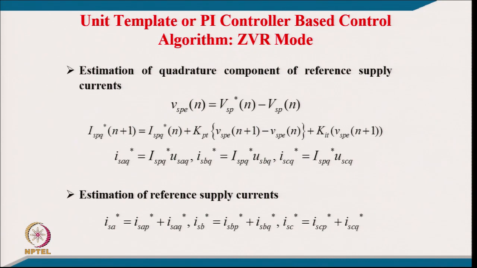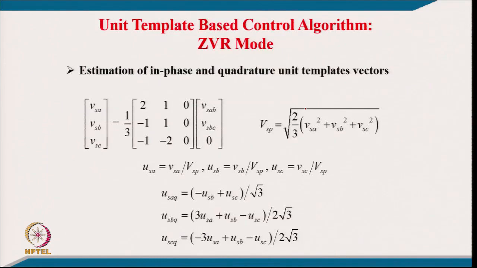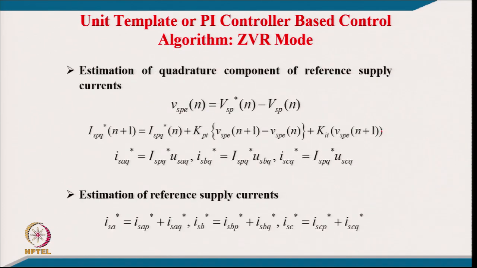Then we have estimation of the quadrature component. For getting the quadrature component, we take the amplitude of your PCC voltage, the reference that we want, and this is the feedback amplitude of the reference voltage which we calculated in the previous slide here already. So, we got it already here. This is the voltage error, and we use again a PI controller for the quadrature component.